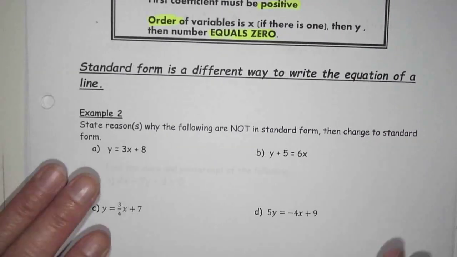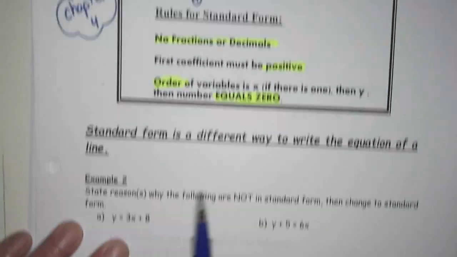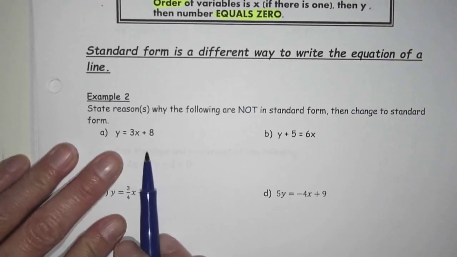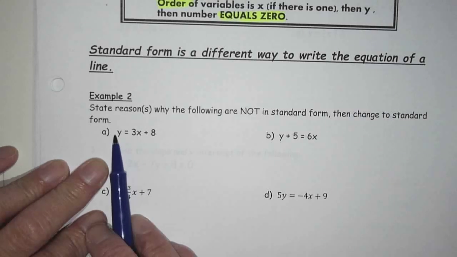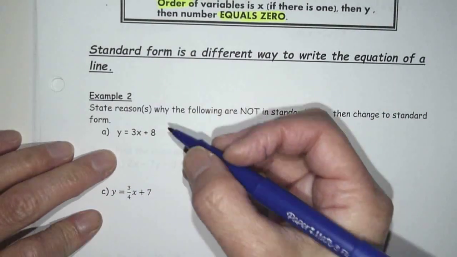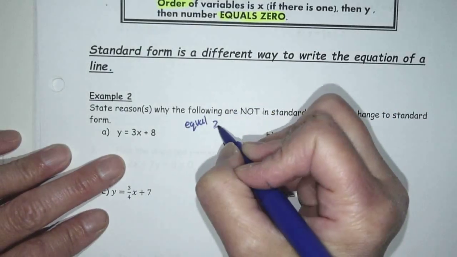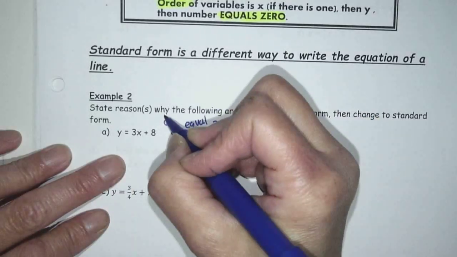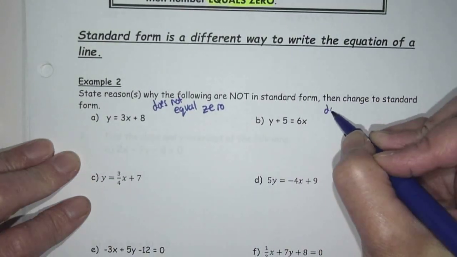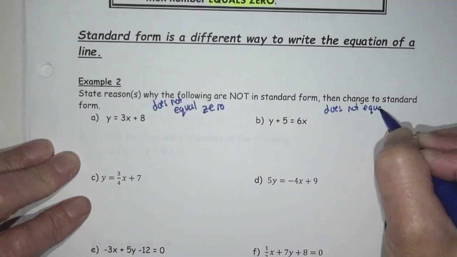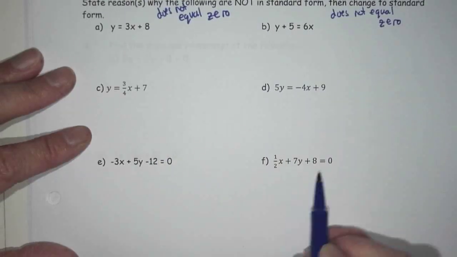So here, state why these answers are not right. If a student said to you, oh, this is in standard form that you asked me for, I would say to them, no, it's not, because look, it should equal 0. It doesn't equal 0, so it should equal 0. So this one's wrong because I didn't get it to equal 0. This one here, again, does not equal 0. This one here, again, does not equal 0 yet. They're all does not equal 0. None of these equal 0, so they're all bad.